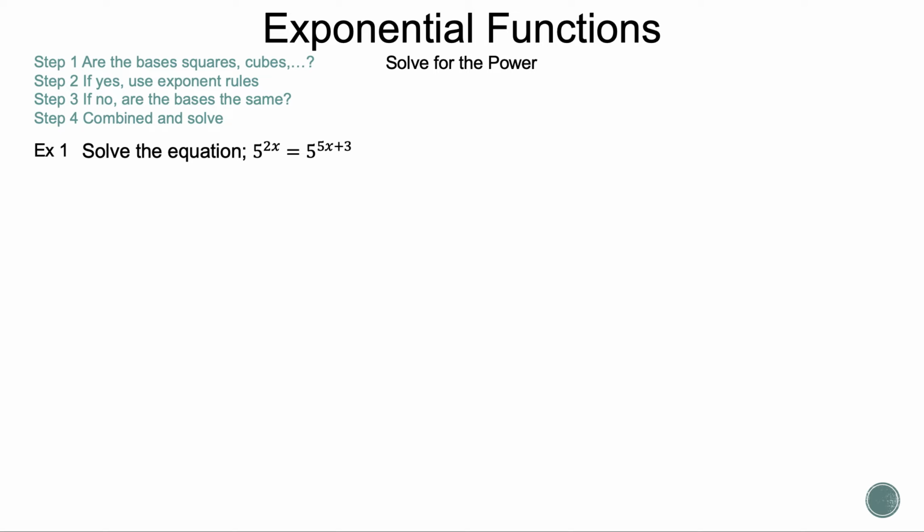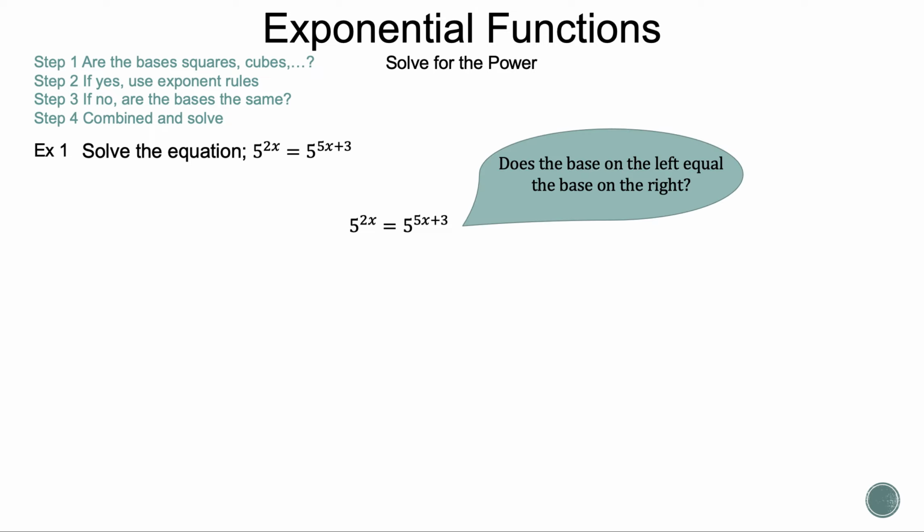Now, let's read the question. Solve the equation 5 raised to the power of 2x is equal to 5 raised to the power of 5x plus 3. Let's write down the given so we can show our work. First, we need to ask ourselves, does the base on the left equal the base on the right? In this case, both are 5. This is good news. What do we think is the next step? That's right, we can set the powers equal to each other.